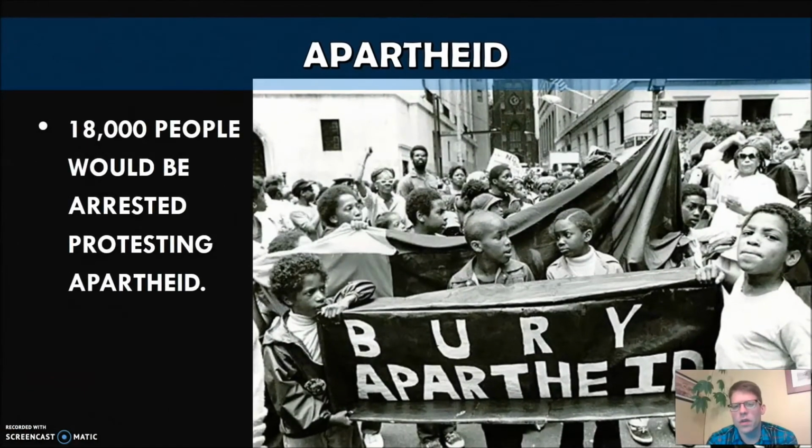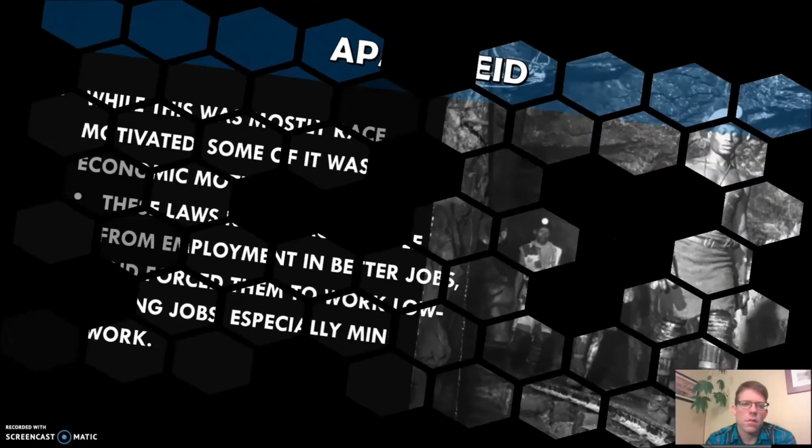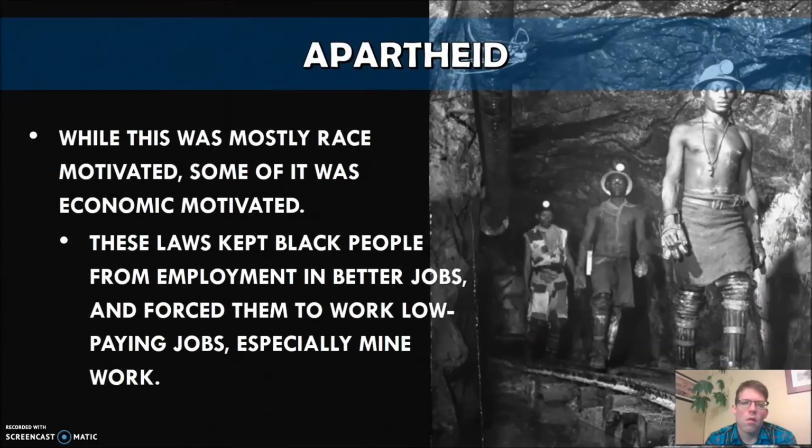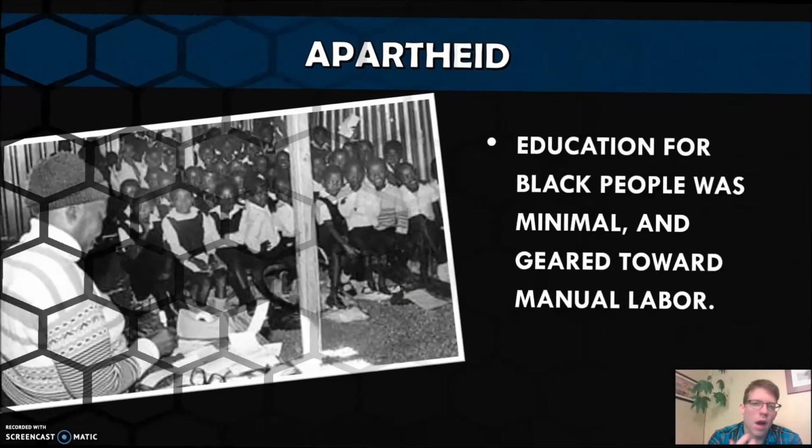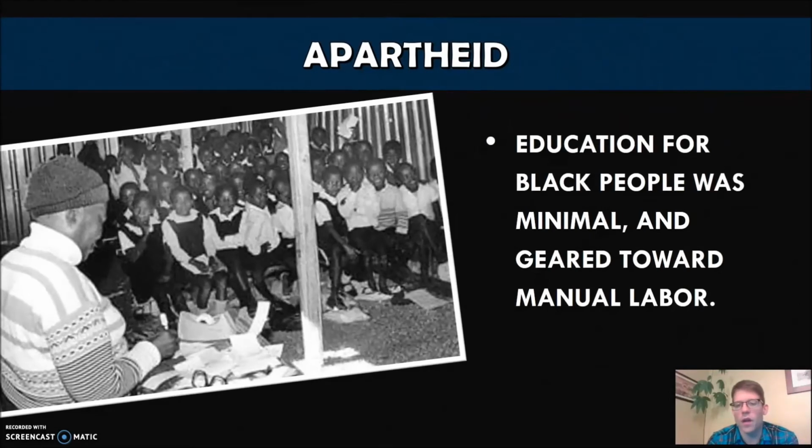18,000 people would be arrested for protesting apartheid. While apartheid was mostly race motivated, it's important to know that there was also an economic motivation. What I mean is, these laws kept black people from being employed in better jobs. It forced them into low paying jobs, especially mine work.